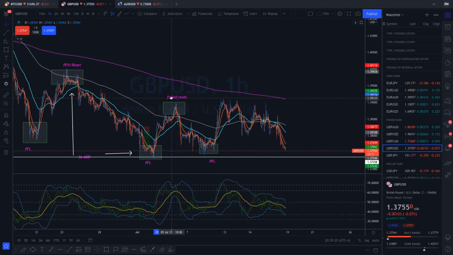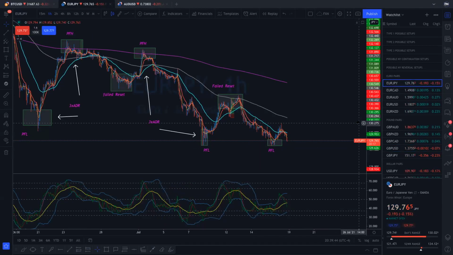So yeah, that's it. I would say every week, like every Monday, you should be able to add peak formation high or low or whatever. You should be able to make some adjustments to them.